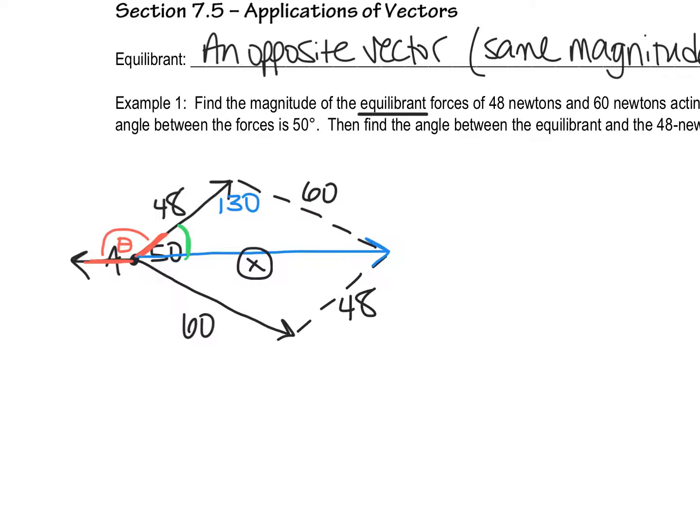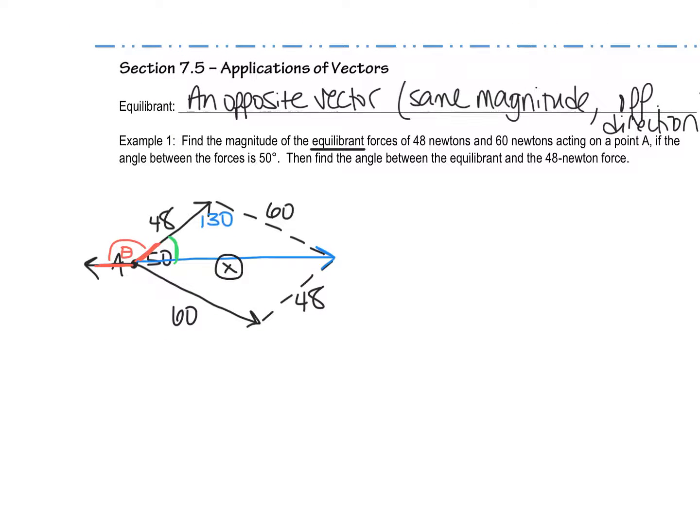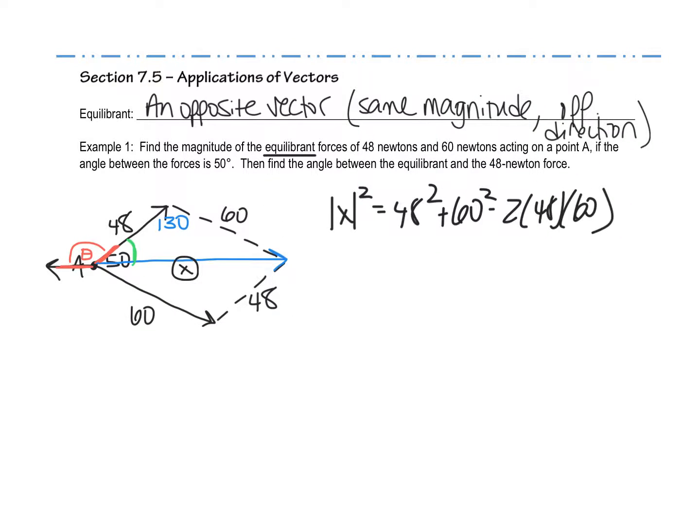So I'm going to do law of cosines first so that I can find this side, because then I'll be able to do law of sines in order to figure out that green angle, which will then give me the red angle. Okay, so very first part, law of cosines. The magnitude of x squared is 48 squared plus 60 squared minus 2 times 48 times 60 times cos of 130. That gives us a value of the magnitude of x being 98.01. So remember, that is here. That is the length of that resultant vector.